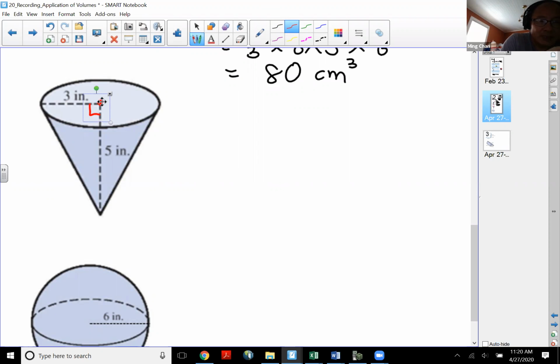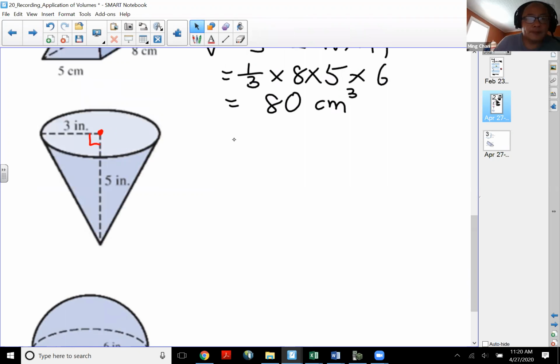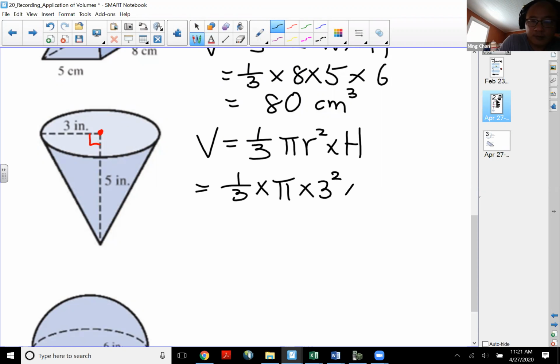Now here I actually have a right angle, but it's not drawn very well. So this has to be the center. If this is the center where the right angle is, that tells us the 5-inch is your height. The 3-inch has to be your radius. So to find the volume of a circular cone, once again, it is 1/3 times, and since the cone has a circle base, pi r squared, then times the height. So this is 1/3 times pi times radius 3 squared times 5. Then we're just going to punch it all in.